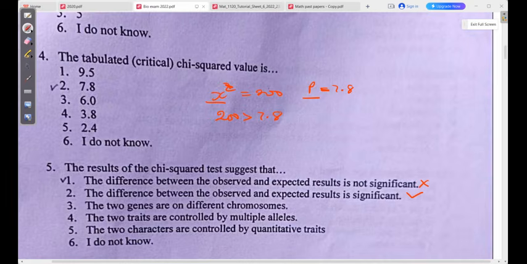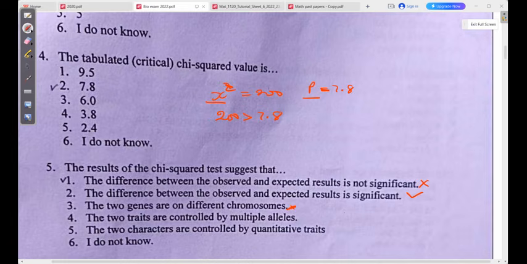Then 3 is saying the 2 genes are on different chromosomes. So this has to deal with linkage. We have not been talking about linkage here. Because the chi-square is greater than the p-value, it means there was no gene linkage, and if there is no gene linkage, it means that the genes are on the same chromosome. So this is a false statement.